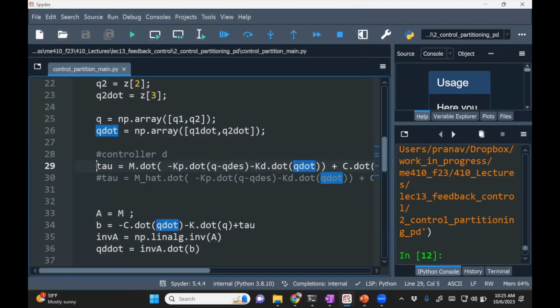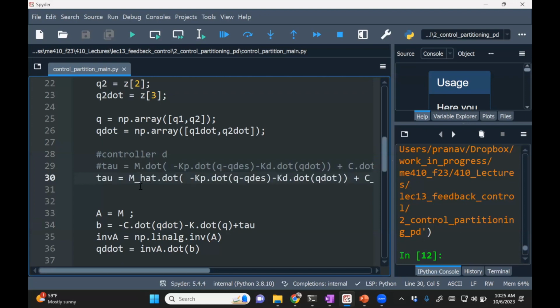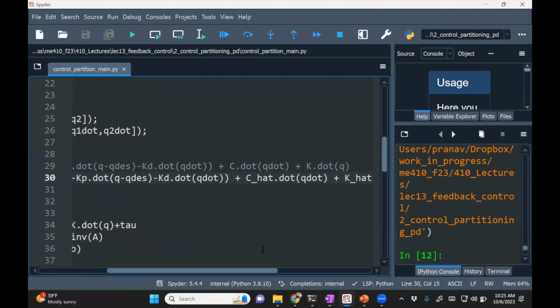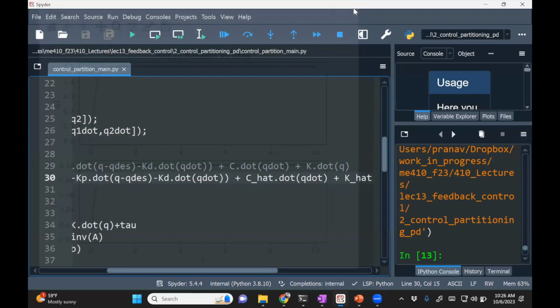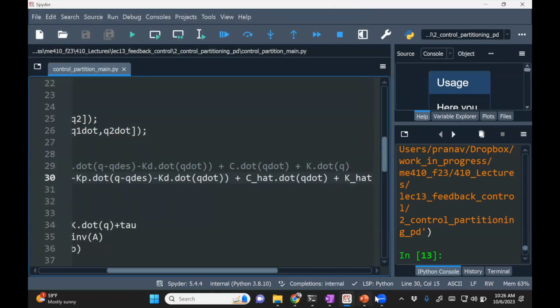If I change this, and instead add the imperfect estimate, so M hat, C hat, and K hat, and run this, it still does a pretty good job. It takes a little bit more time, and there's probably a little bit of error here. You can't see it because of the scale, but a slight error, but it still does a good job even with a bad estimate. Okay, so that's one.